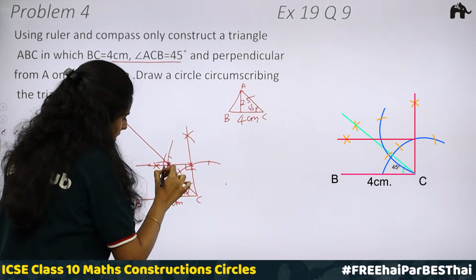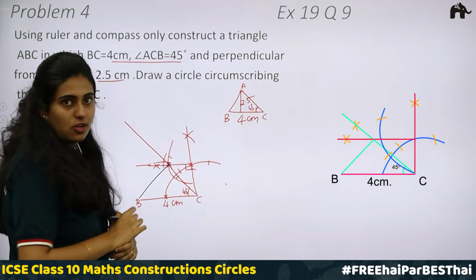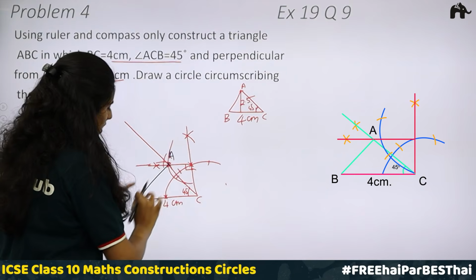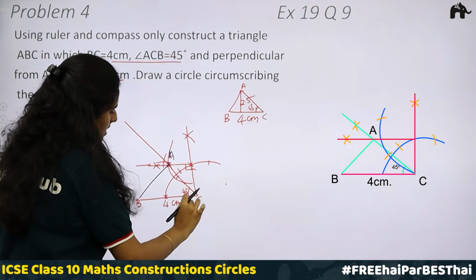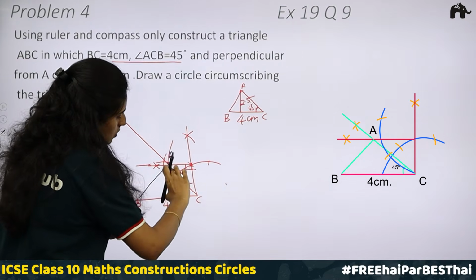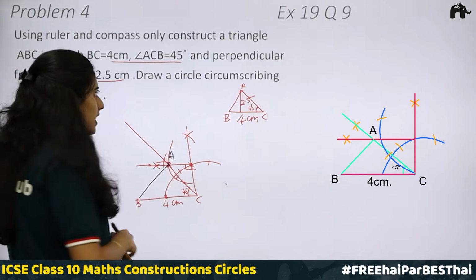From this point to B, when you join, we'll be getting AB. So, this is the required triangle ABC. When you draw a perpendicular from A to BC, here we will be getting 90 degree angle.